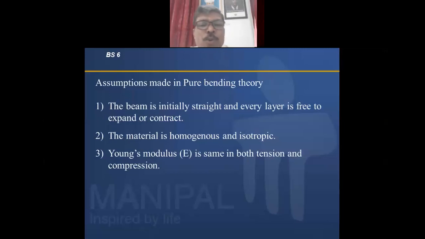Actually, it is not true in the case of our RCC beam, because RCC is reinforced cement concrete, and reinforced cement concrete means you are going to provide reinforcement at the bottom and compression will be in the compression zone. Therefore, this Young's modulus for RCC will be different, but in the assumption you have to take care that Young's modulus is the same for both tension and compression.